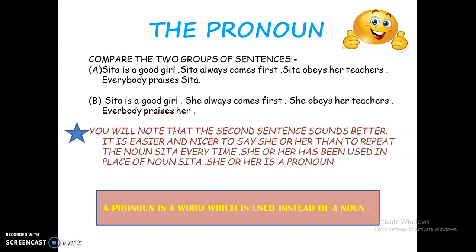To understand pronouns, let us compare two groups of sentences. The first group, A, says: Sita is a good girl. Sita always comes first. Sita obeys her teachers. Everyone praises Sita. Now, let's come to the second group, B. Sita is a good girl. She always comes first. She obeys her teachers. Everyone praises her.